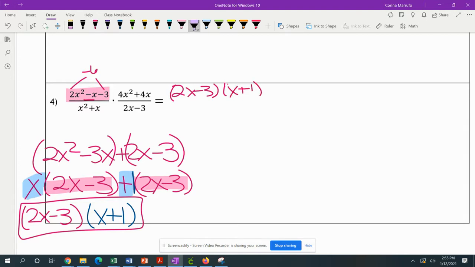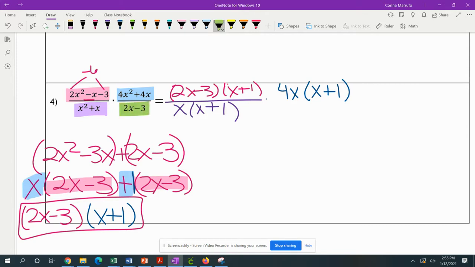Then we look at the next one on the denominator, x squared plus x. That one we factor by greatest common factor. They both have an x in common, so all I'm left with is x plus 1. Okay, because x times x gives you x squared, and x times 1 gives you 1x. Then we move to the next one. We have 4x squared plus 4x. We get the greatest common factor, which would be 4x. They both have a 4x in common, so I'm left here with x plus 4 times 1 gives you 4. And then last, the 2x minus 3, that one we cannot factor, so it's just going to stay on the bottom as 2x minus 3.